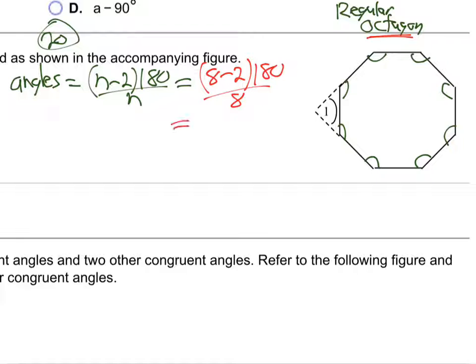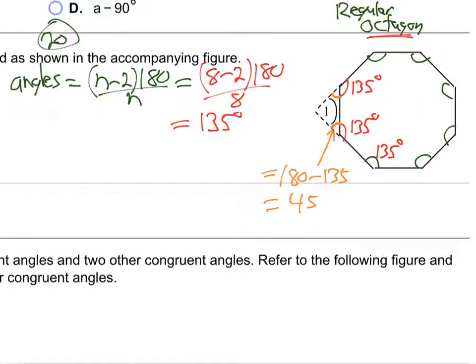Okay, and I'm getting 135 degrees. So that means that all the angles, this one is 135, this one is 135, this one is 135, etc. All the angles are 135. Okay, great. What does that mean? Well, that means I can find this one and this one, right? This one must be 180 minus 135 because together they make one side of a straight line. And so what's that? 45 degrees.